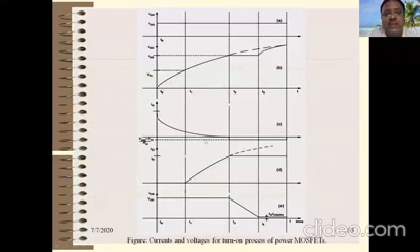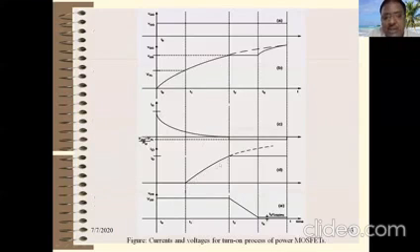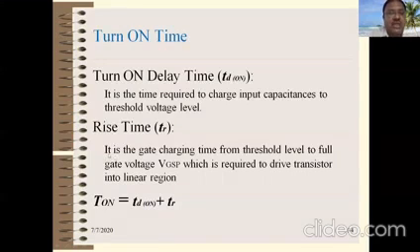This one, right? Then the second one is called the rise time. This is the rise time where the current starts to increase. If you observe the cursor position on your screen, this shows the rise time. Your current starts to increase from 0 to max, right? So this time is called the rise time. The rise time definition is given here: it is the gate charging time from the threshold level to the full gate voltage, VGSP, which is required to drive the transistor into the linear region. So total T on is equal to TD on plus TR, right?